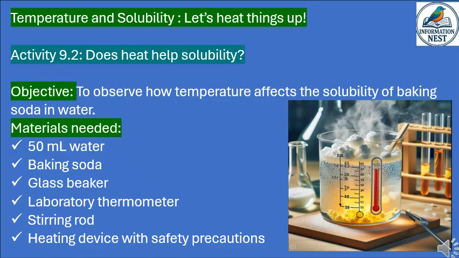Let's begin the experiment. Pour 50 ml of water into the beaker. Step 2, add a small spoon of baking soda and stir well. Step 3, observe: does it dissolve completely? Step 4, now gently heat the water while monitoring the temperature. Step 5, add another spoon of baking soda and stir again. Step 6, keep observing: does more baking soda dissolve as the temperature rises? What is happening? As the water gets warmer, the molecules move faster.